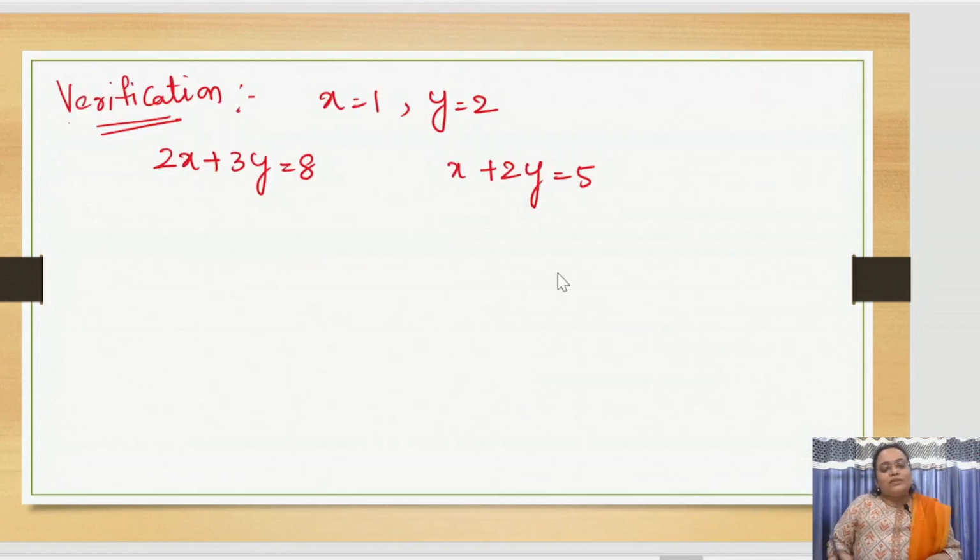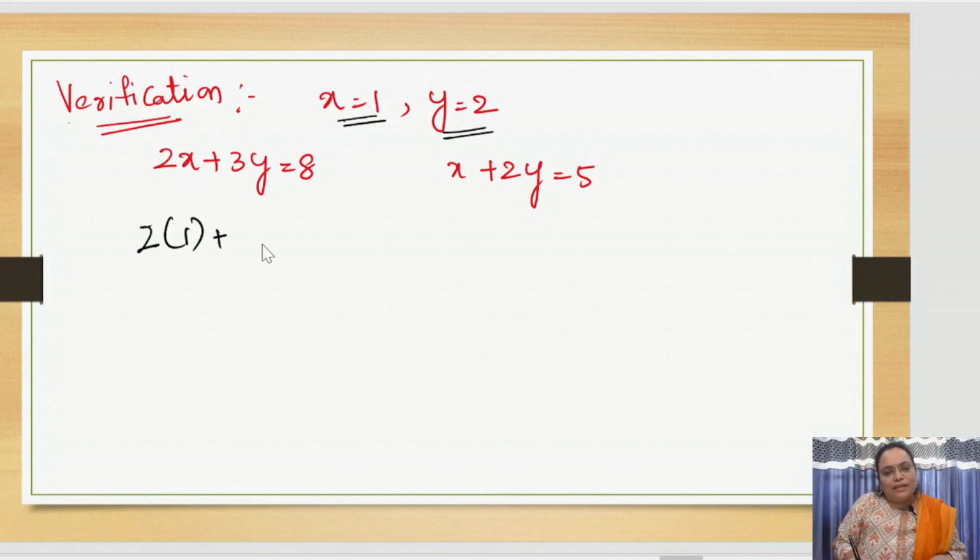So how do you do the verification? We will just substitute the x and y values in these two equations and see if it is satisfying both the equations on both the sides. So let us put it. 2 of 1 plus 3 of 2 is equal to 8. Which is 2 plus 6 is equal to 8. 8 is equal to 8.